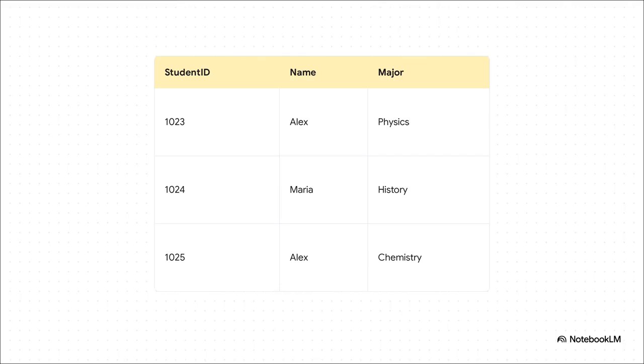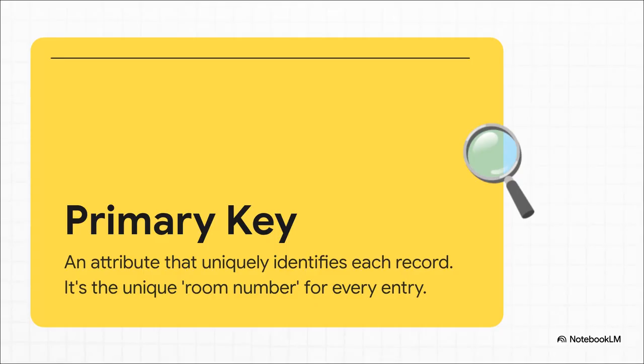The solution is so simple, but it's incredibly powerful. Even though we have 2 students here named Alex, notice they each have a completely unique student ID. That ID number becomes their unique address. It doesn't matter if 100 students share the same name, no 2 can ever share the same ID. This unique identifier has a special name. It's called the primary key. It is the single most important attribute for any entity. It's the guarantee that every single entry, every student, every product, every single order can be found instantly and with zero confusion. It is the unique room number for every room in our building.